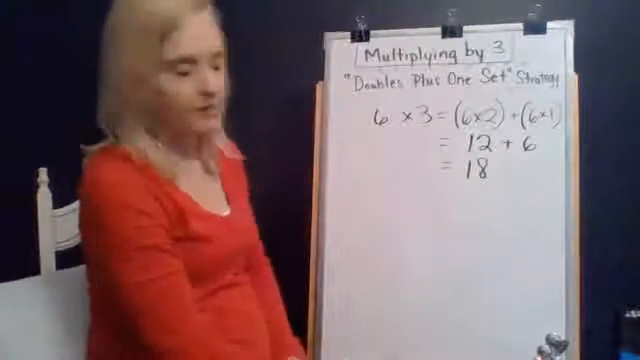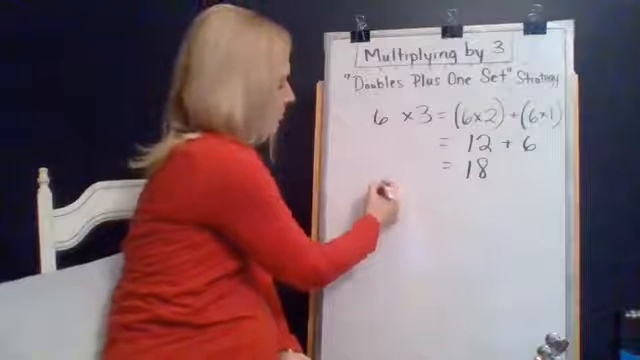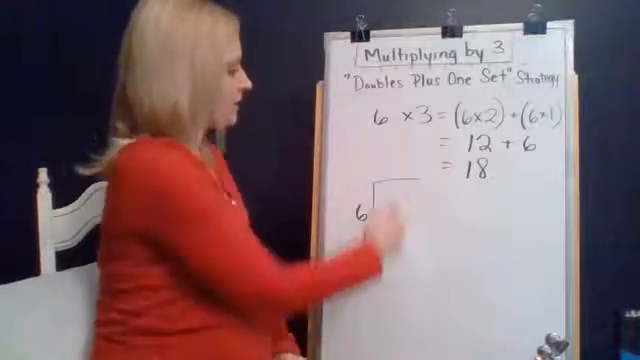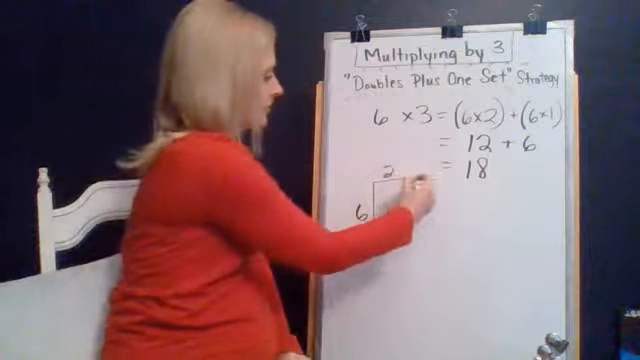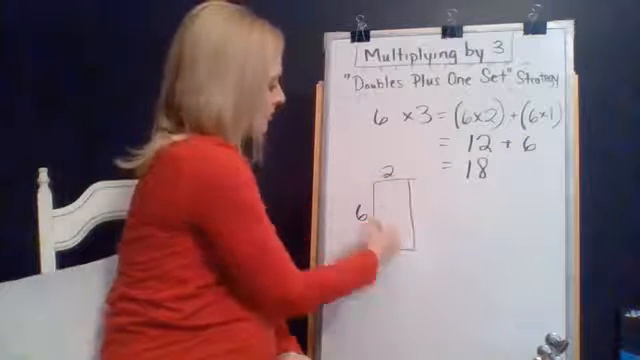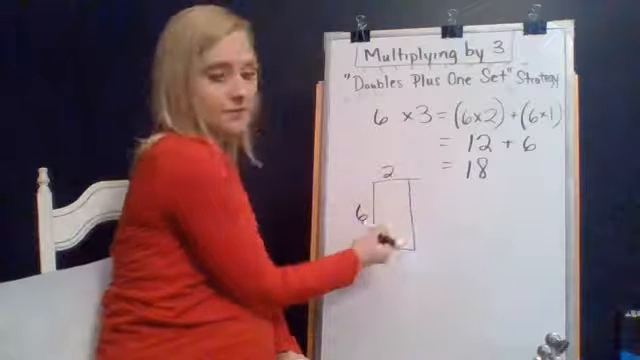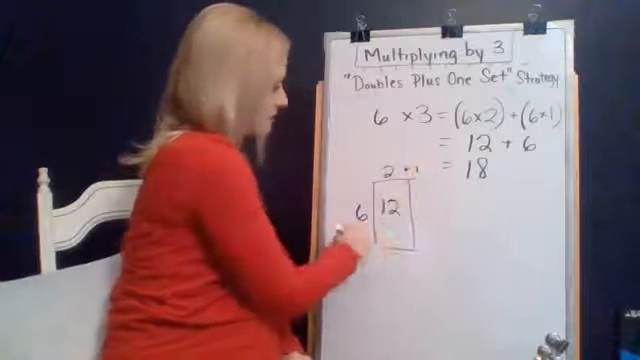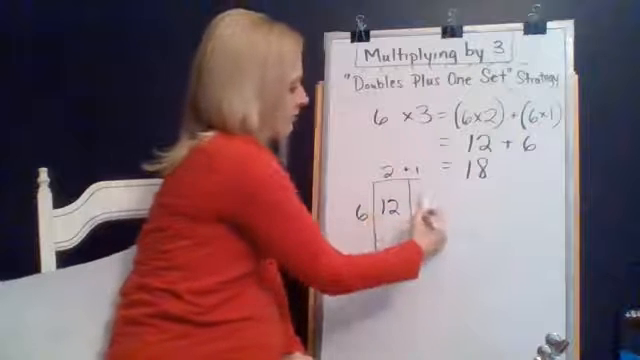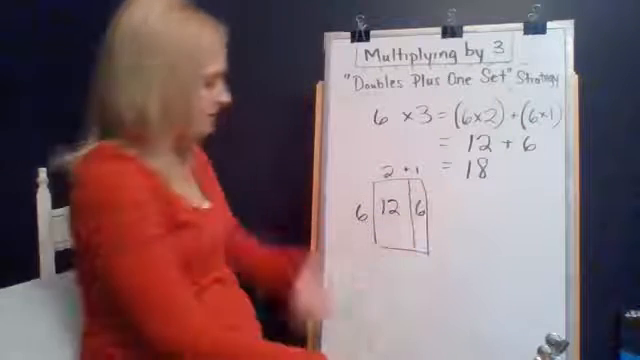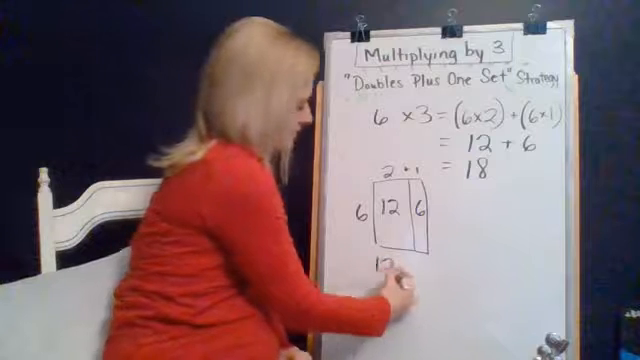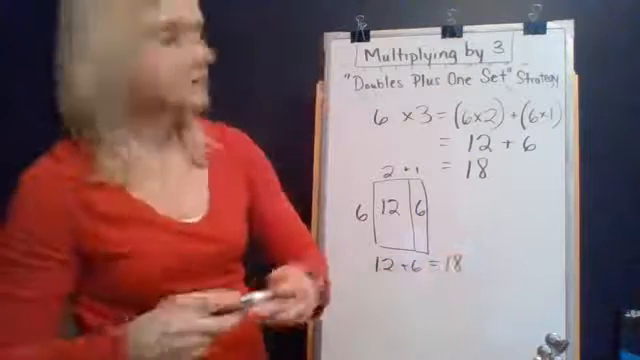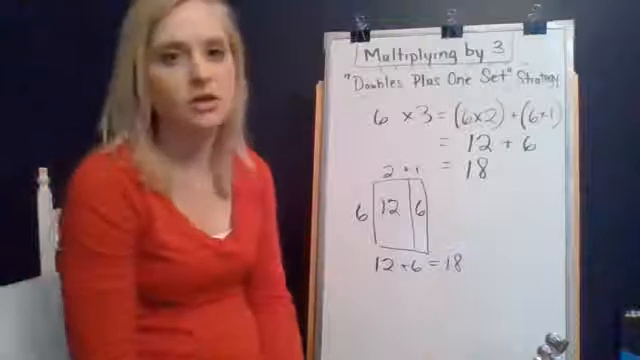Now, if you want to look at that visually one more time, I'm going to do an area model for that. This side is 6, and we want to double 6. What is 6 doubled? 6 times 2 is 12. And then we add one more set of 6. What's one set of 6? 6. So what's 12 plus 6? That equals 18. So that is the multiplying by 3 strategy that you can use.